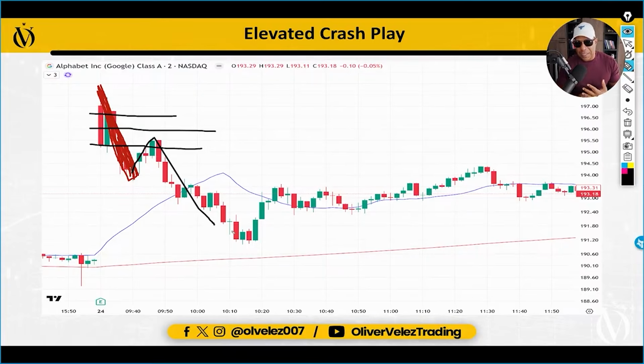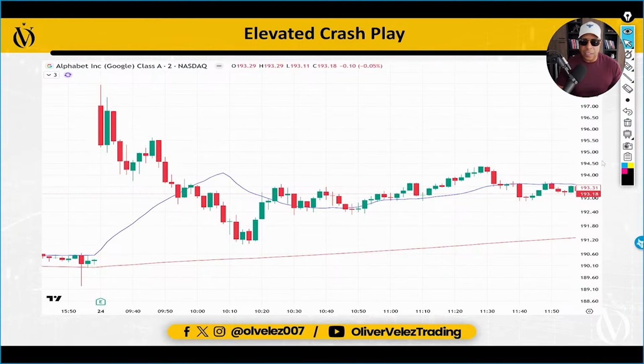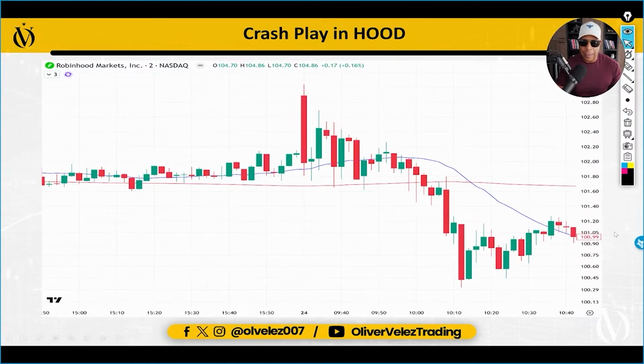This is the closest thing to kind of taking candy from a baby, guys, in the market. The bounces into crash drops. It's powerful. It's consistent. It's freaking highly profitable. Look at the crash play in HOOD. You gapped, you crashed into support. Now look at that 200 there. It tried to hold on, but the crash was so strong that the 200 is weakened.